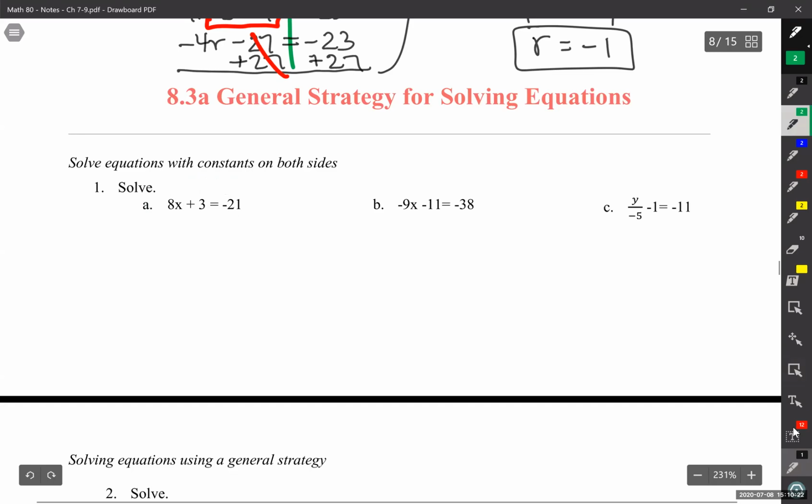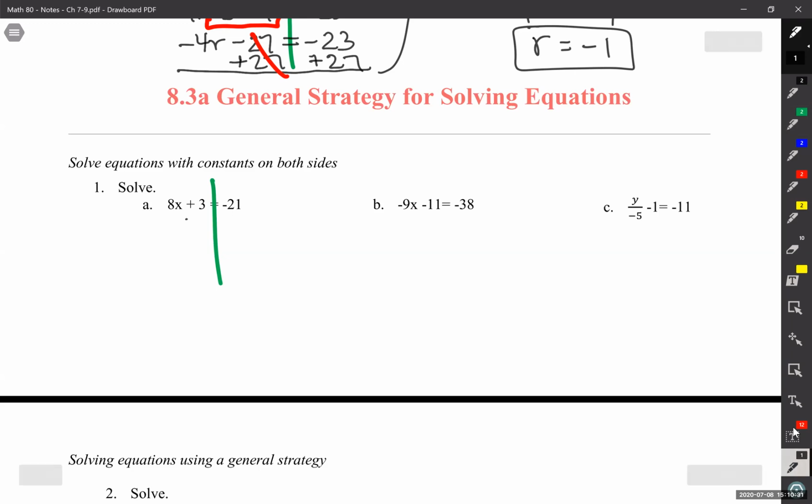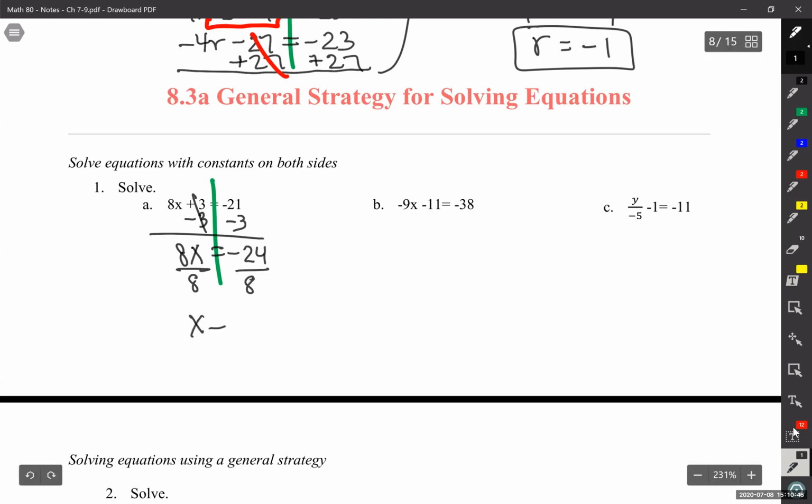And remember, the other side means we have this imaginary line down the equal sign. To move across it, we need to add the opposite. So I'm going to subtract 3 from both sides to get that 0 pair. 8x equals negative 24. I'm multiplying by 8, so I'm going to divide by 8. x equals negative 3.